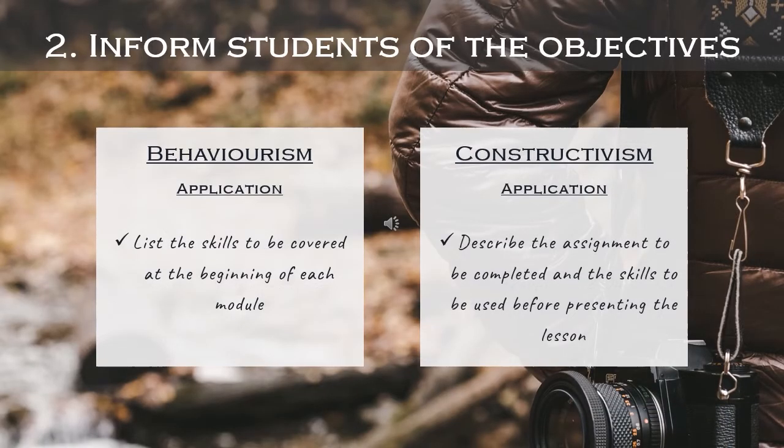The second event is to inform students of the objectives. Pretty straightforward. Within the behaviorism, I will be listing the skills to be covered within each learning module, just as a list. Within the constructivism, when I'm providing the assignment to the students, I will be describing this assignment and the expectations for that assignment in great detail before even presenting the lesson, so that they already have in the back of their mind what types of information they need to be paying attention to and what kinds of things they need to be thinking about ahead of time.